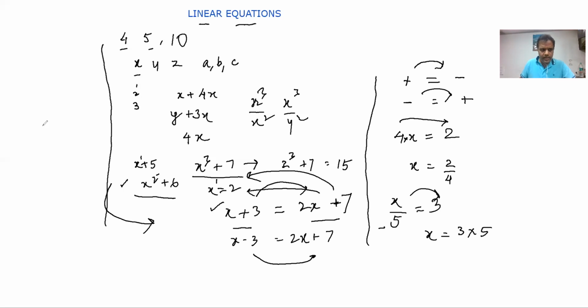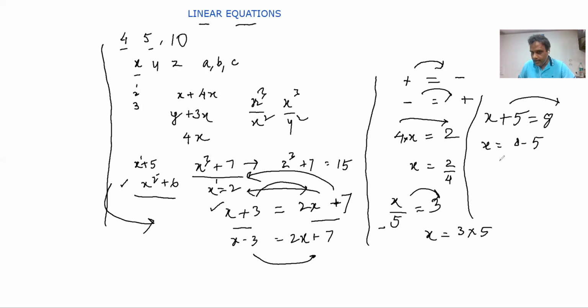Now, I'll just quickly do small sums. Let me do here. x plus 5 is equal to 8. What is the answer? x is equal to 8 minus 5. Plus 5 has moved to the right and has become minus. 4x is equal to 20. I just told you this is a multiplication. If it goes on the right hand side, this will become a division. So this will become 20 upon 4, right?